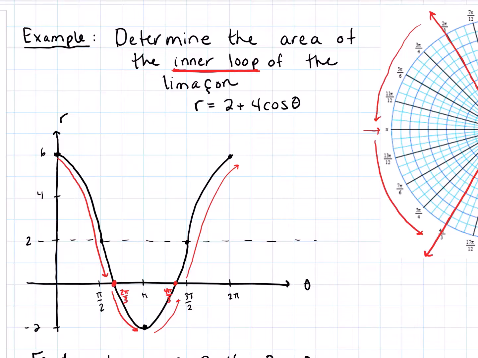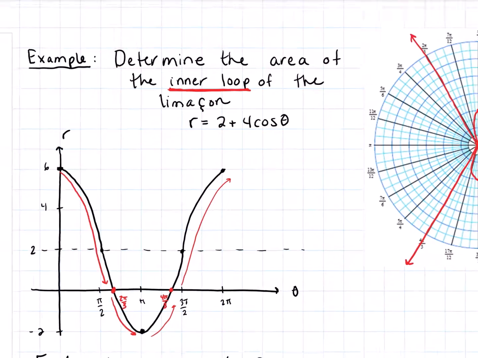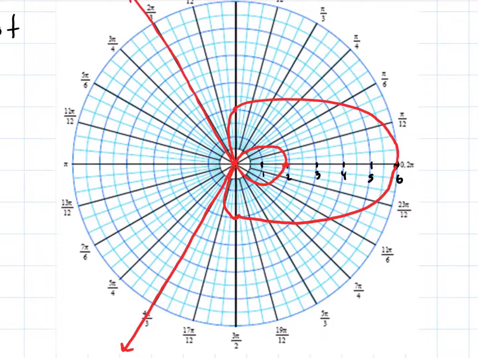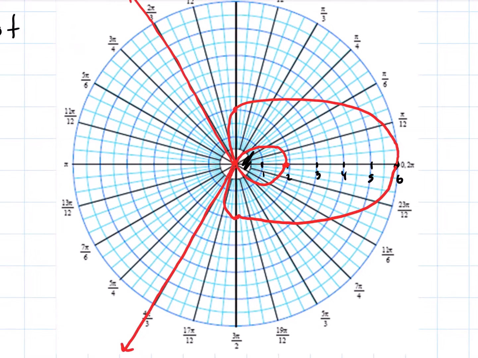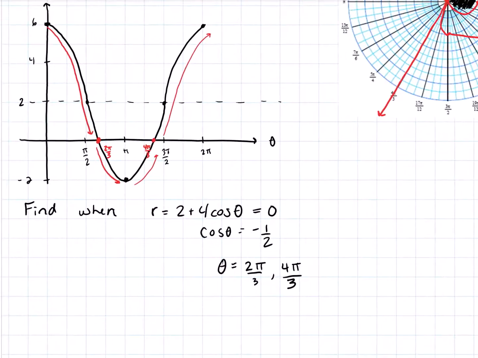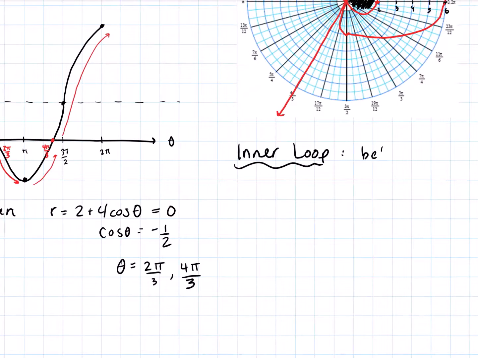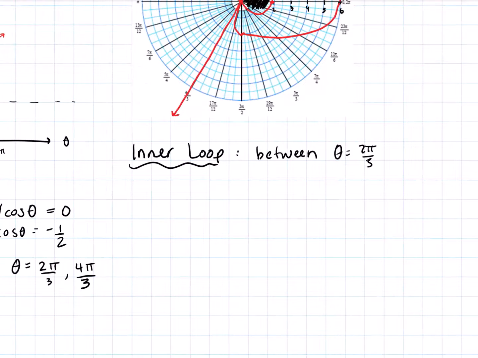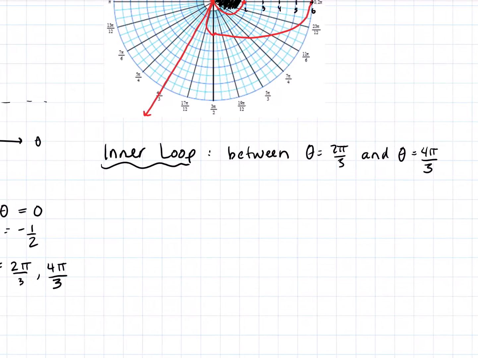Okay, all right, so we've got our polar curve, our limaçon, and the area that we want is this area in here. So it says calculate the area of the inner loop. How do we calculate the area of the inner loop? Well, where was that inner loop traced out? The inner loop occurred between those two bounds, between theta equals 2 pi over 3 and 4 pi over 3. So we actually know where that inner loop occurred.